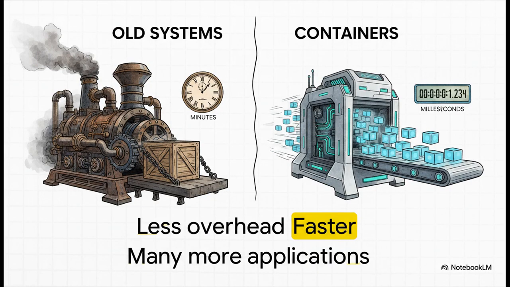And that efficiency is everything. We're talking about applications starting in milliseconds instead of minutes. It's a night and day difference. It means you can cram way more applications onto a single server. And honestly, this speed and density is what made the whole cloud-native and microservices revolution even possible.